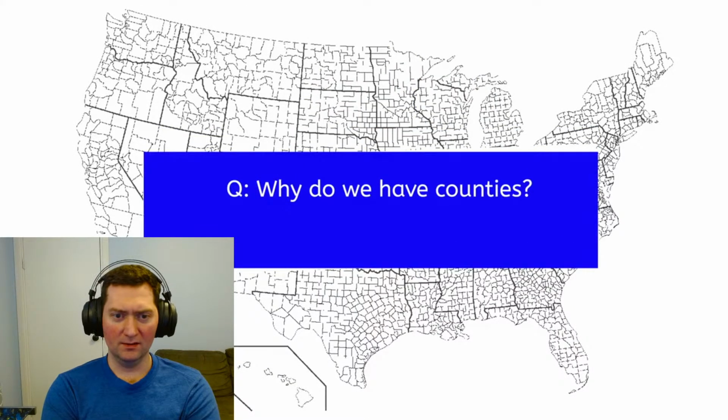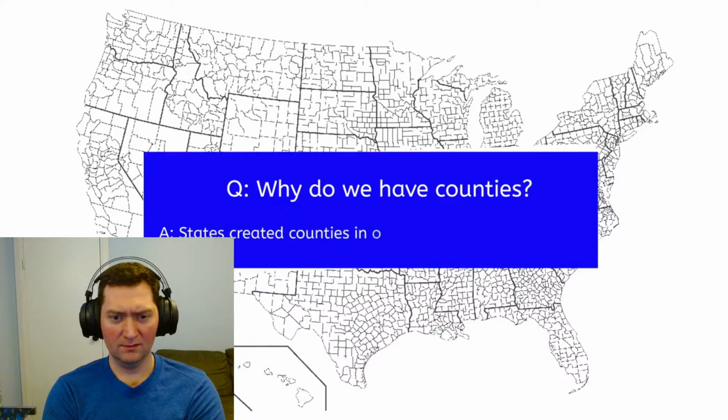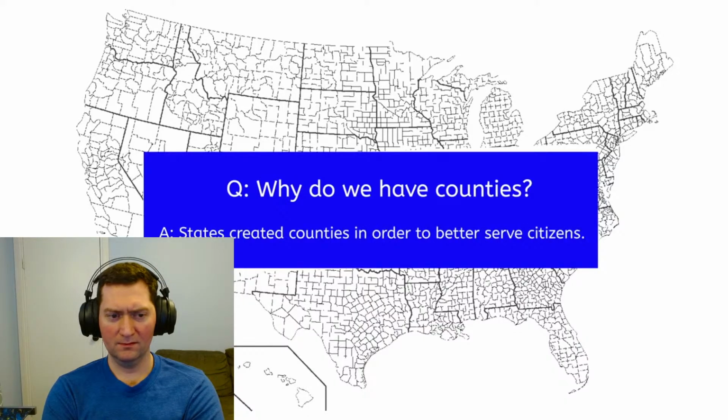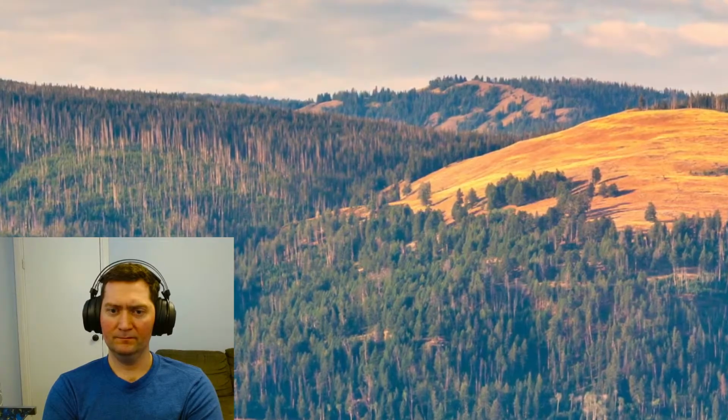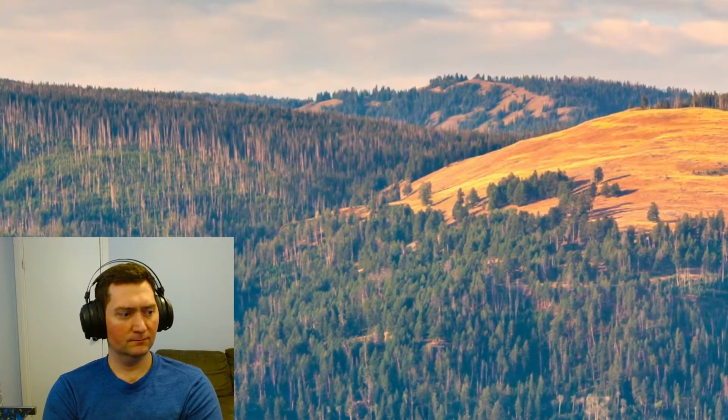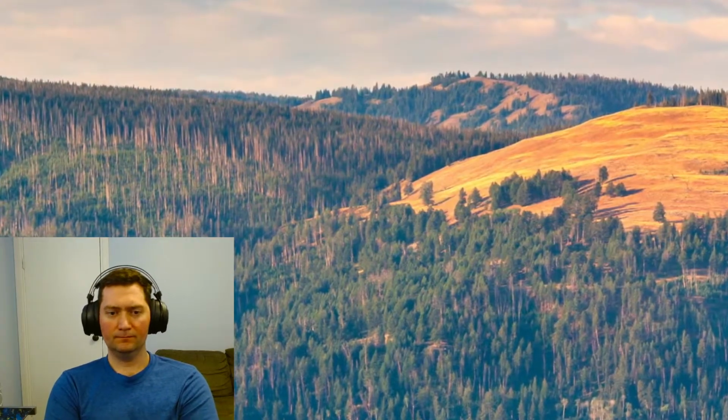Well, the short answer is: states created counties in order to better serve citizens. You must remember, America in its early days was a vast frontier where there were a lot more trees than people. These large distances made it difficult for folks to travel to their state centers of government, and even further away were the bigger centers of government, most of which were located along the eastern seaboard. So, counties were set up with administrative centers to help facilitate these needs of citizens.